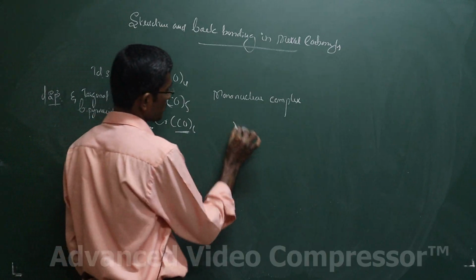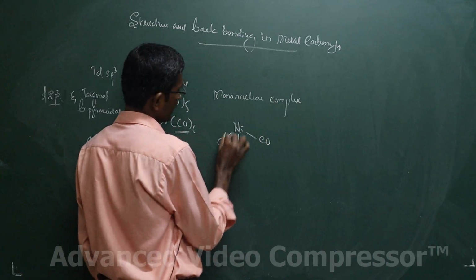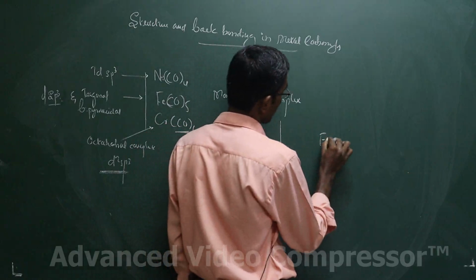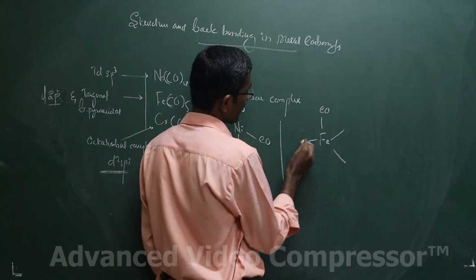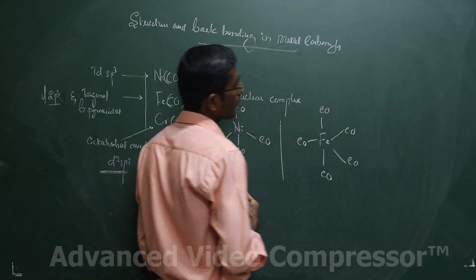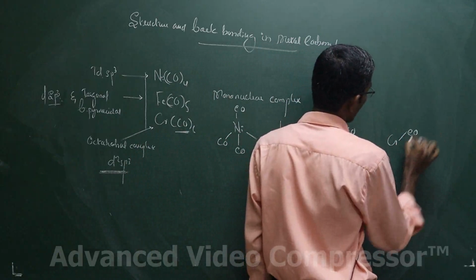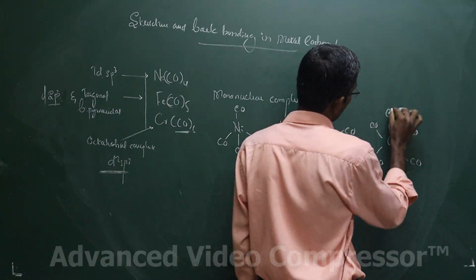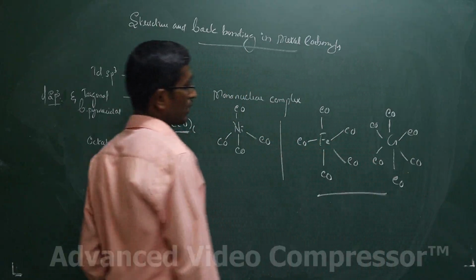The structure is usual: nickel tetracarbonyl, tetrahedral in shape. Geometry is tetrahedral. Fe(CO)5 is trigonal bipyramidal, right? And Cr(CO)6 is an octahedral complex. You have 6 ligands at the 6 corners of the octahedron. So this is about the mononuclear complexes.